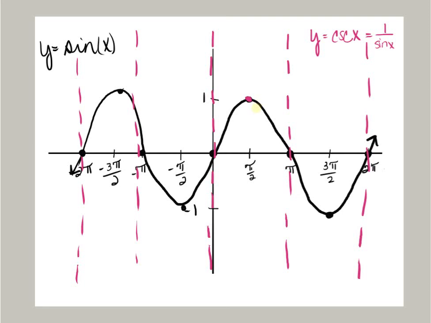Because they're reciprocals, where sine is increasing, cosecant will decrease. Where sine is decreasing, cosecant will increase. And so here it is. Okay, same thing over here, where we have 1 divided by negative 1, which is negative 1. Where sine is decreasing, cosecant is increasing. Where sine is increasing, cosecant is decreasing. And this repeats itself in the negative quadrants as well.